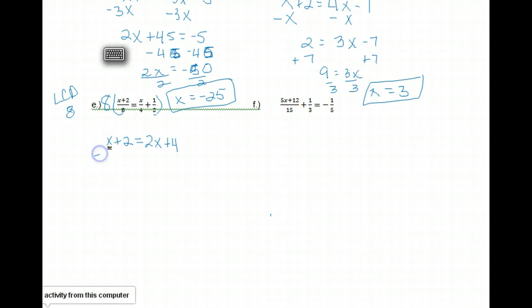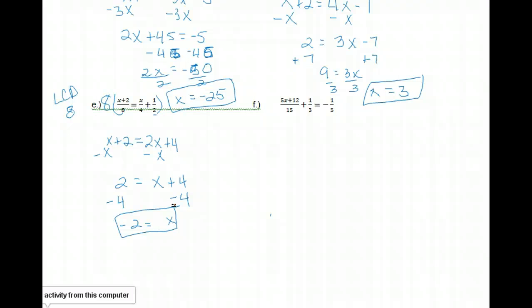We're going to subtract x from both sides, and that leaves us with 2 equals x plus 4. Next, we will subtract 4 from both sides, and that leaves us with negative 2 equals x. Letter F is very similar. I would like you to pause the recording, solve the problem, and when you're ready, we will move forward together and check our work.